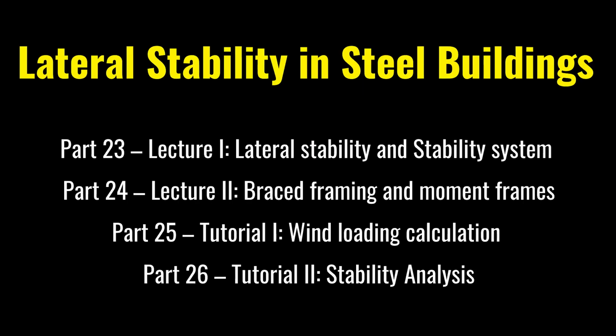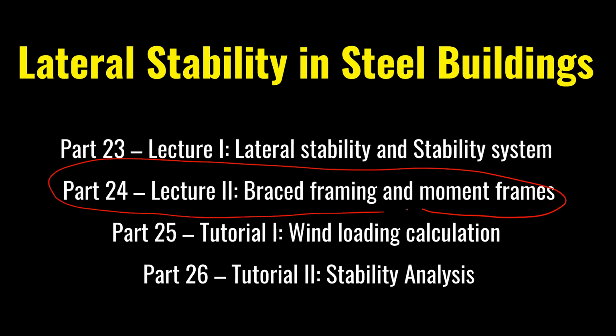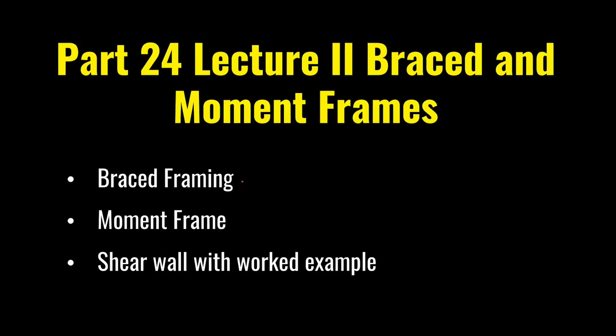This is the second lecture of 4 lectures on stability of buildings, and I'm going to talk about braced framing and moment frames in this part 24 of the 30-part lecture series on steel design. In part 24, first I will briefly talk about braced framing, where I will talk about different bracing systems, and then I will move on to moment frames. And I will briefly talk about shear walls as well, and I will give one worked design example.